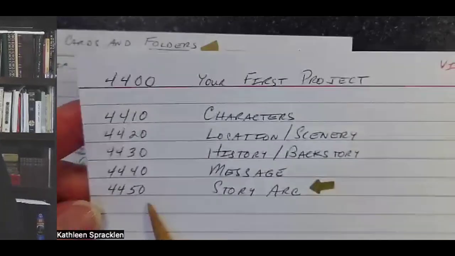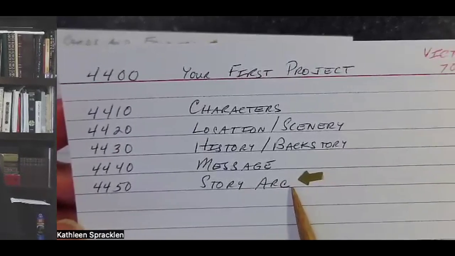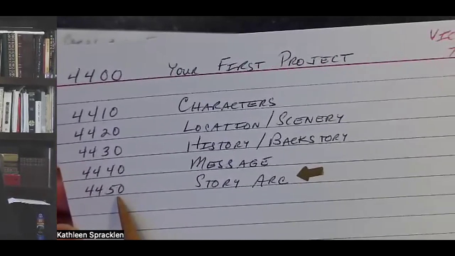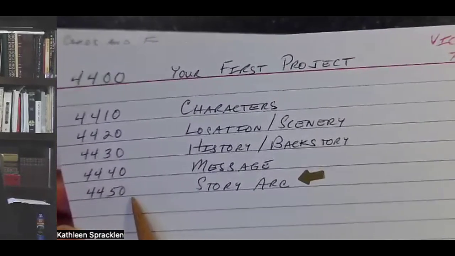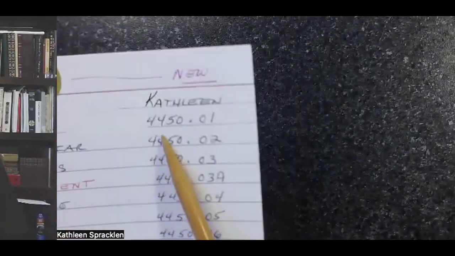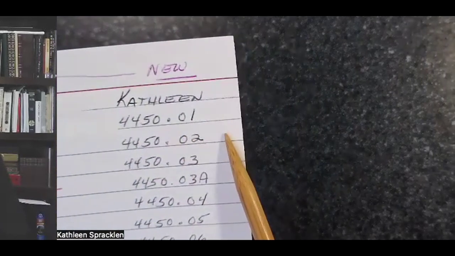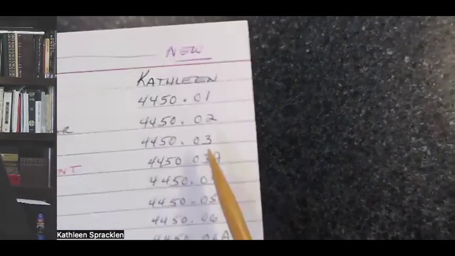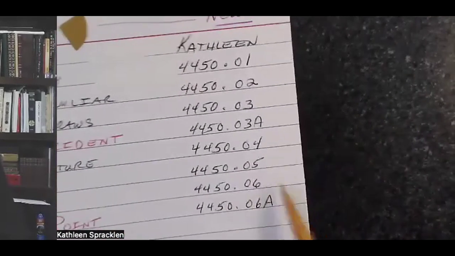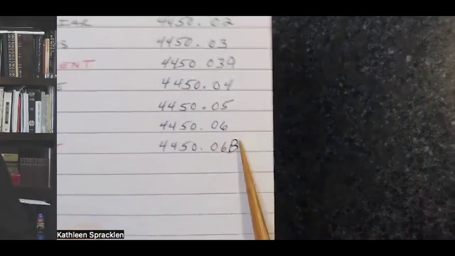For me, they're going to be part of that story arc, so they're going to be in 4550. Since I'm already down quite detailed at 4450, I'm not going to be able to run from 1 to 24. In this numbering system, I've only got 1 digit left. So what I have is I go with 4450.01, 0.02, 0.03, and then when I get to my plot point, it's 03A, 0.04, 0.05, 0.06, and then the next plot point, 06B. So what I hope you notice from this is that everything has a place in Victoria's system and in my system.